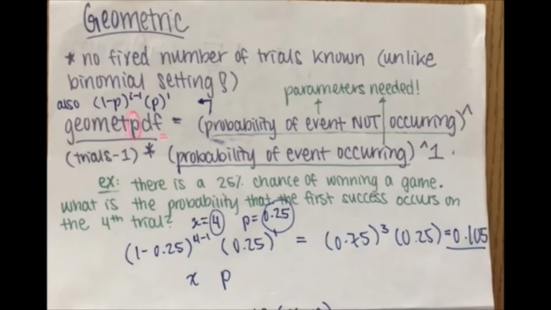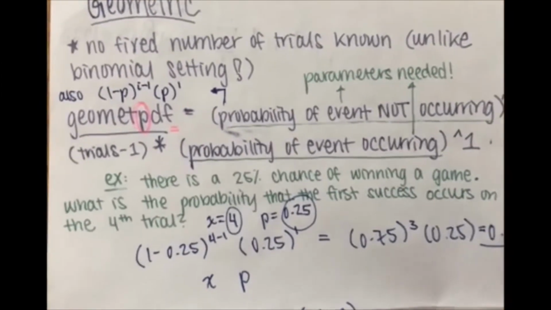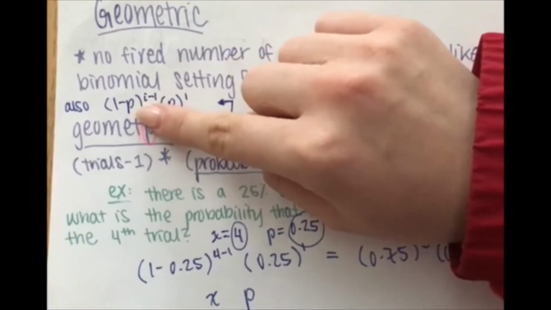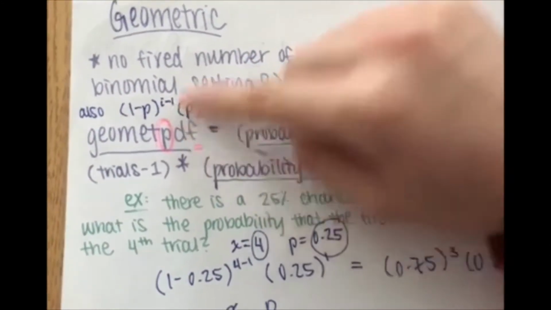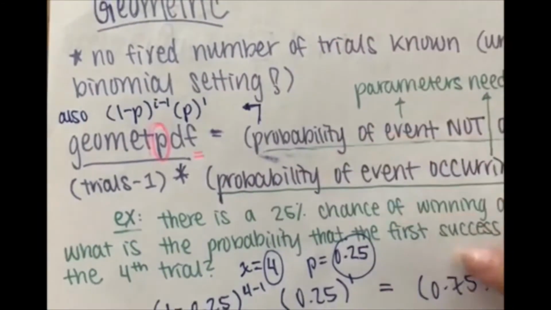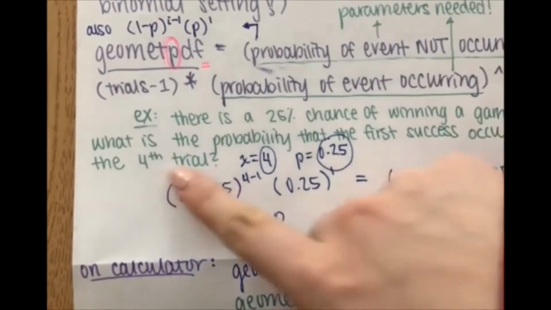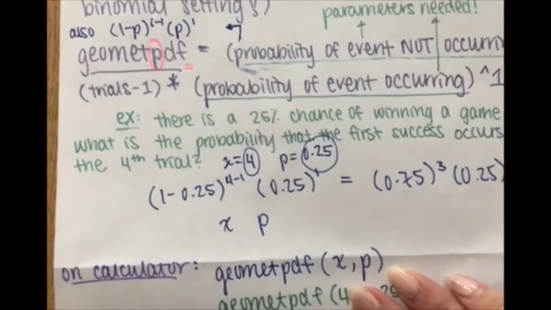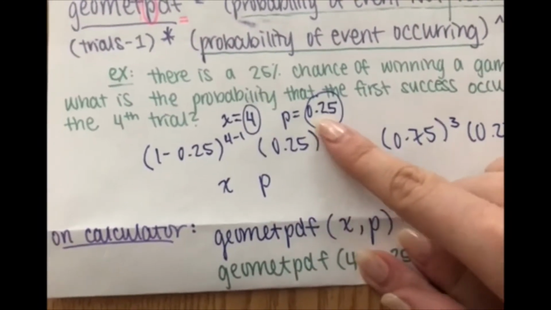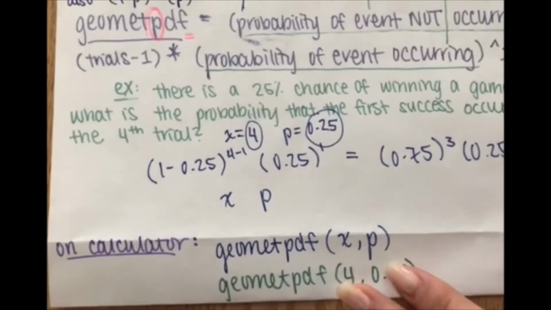For geometric, there are no fixed number of trials known, unlike the binomial setting. So the equation for geometric pdf would be the probability of failure to the power of the number of trials minus 1 times the probability of success to the power of 1. So for example, there's a 25% chance of winning a game. What is the probability that the first success occurs on the 4th trial? So this means that x is 4 while the probability of success is 0.25. You apply the equation and you get 0.105.